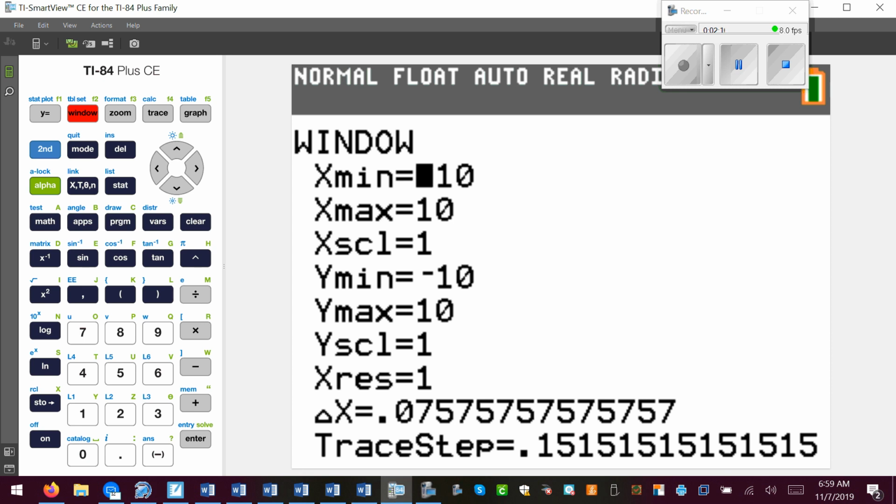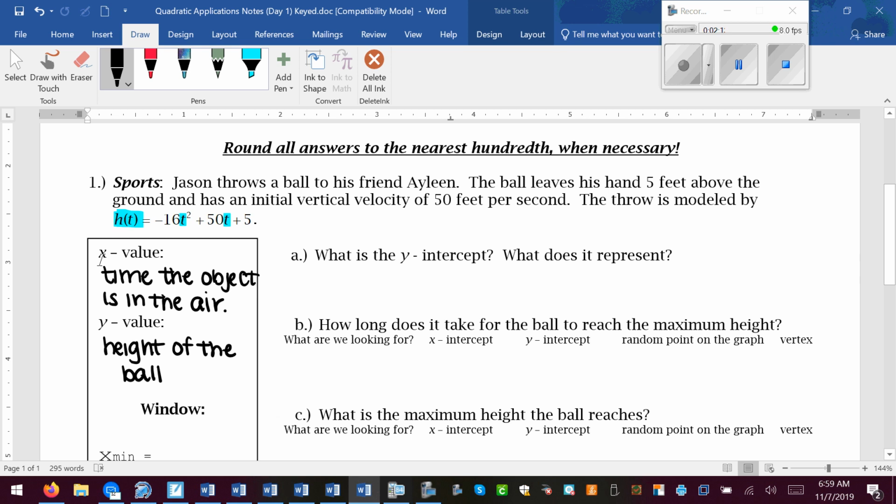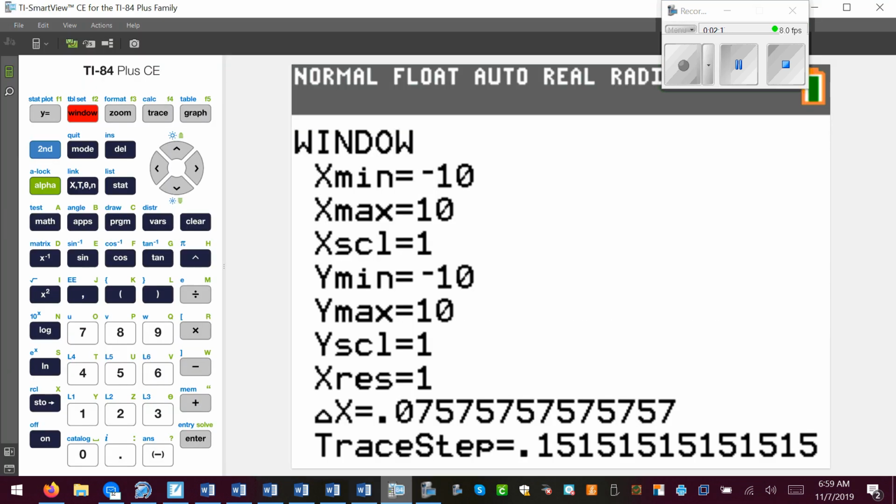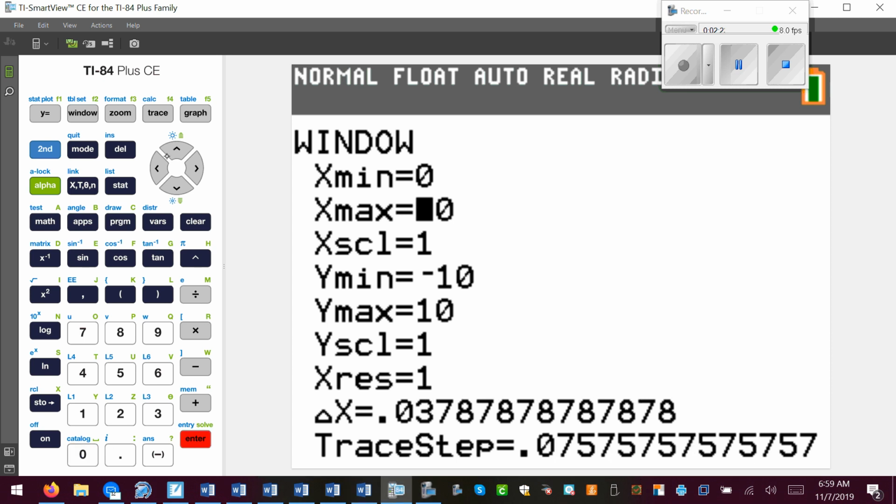So logically, if I go to my paper, we said x stands for the time the object is in the air. If I think about it, it doesn't really make sense to have a negative time. So a lot of the times we're going to set the x minimum to 0. There are some times where you'll want to see the part of the graph that's to the left of the y-axis. So some negative numbers might also be appropriate. Not every graph goes through 0, 0 in the real world. So either 0, some negative numbers are appropriate for that x minimum.